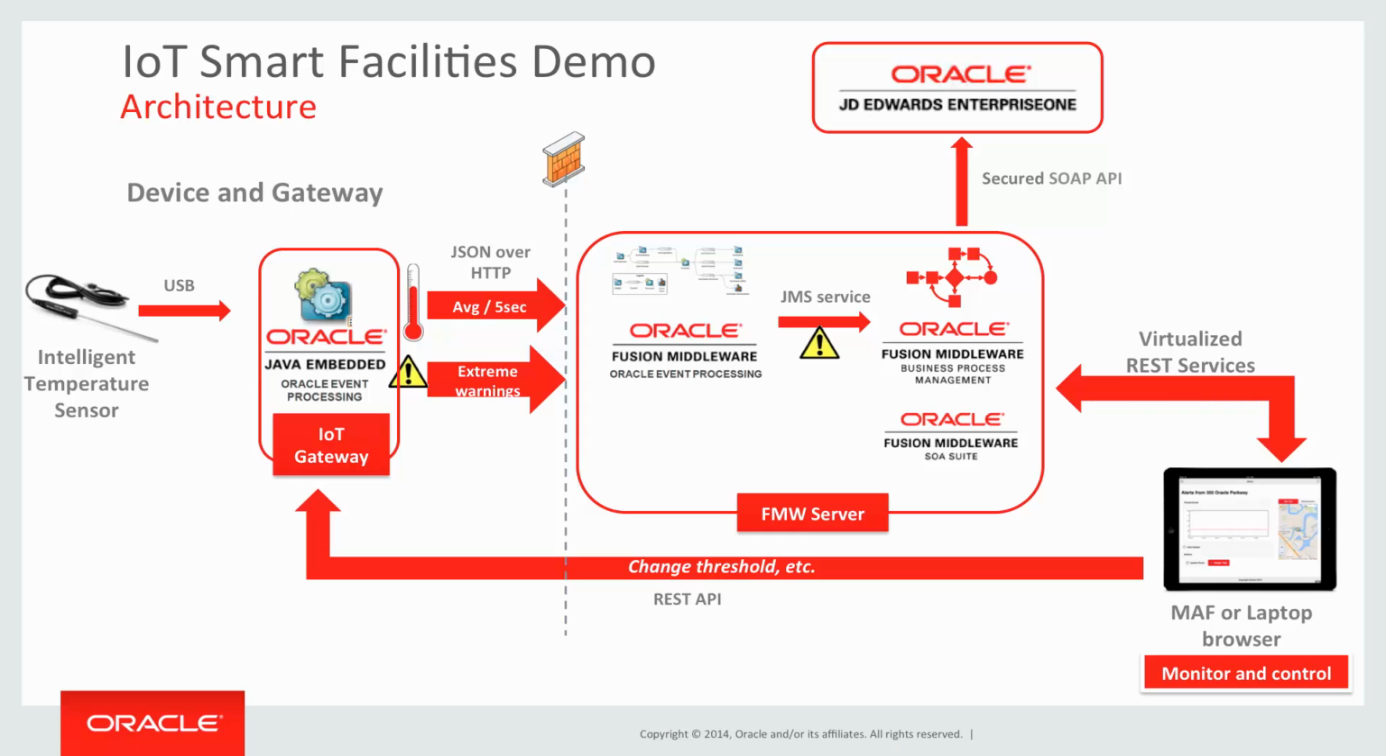The middleware server is running Oracle SOA Suite and Oracle Event Processing Enterprise. In this case, OEP Enterprise is looking at the data at a broader level and will detect if there have been 5 breaches in the past minute. If there have, then we send a JMS message to our BPM system. When we need to create a work order in JDE, we call a SOAP API and send the work order over. All of this can be accessed on a mobile device through an MAF app, or Mobile Application Framework app, that is containing HTML5 pages.